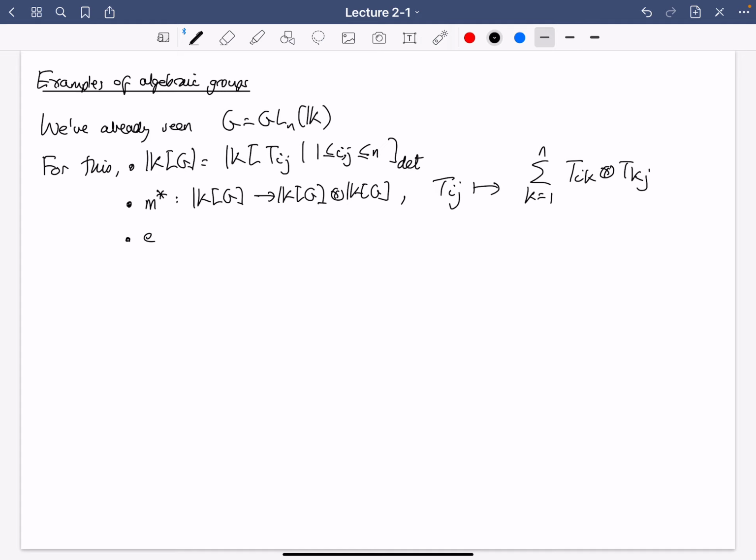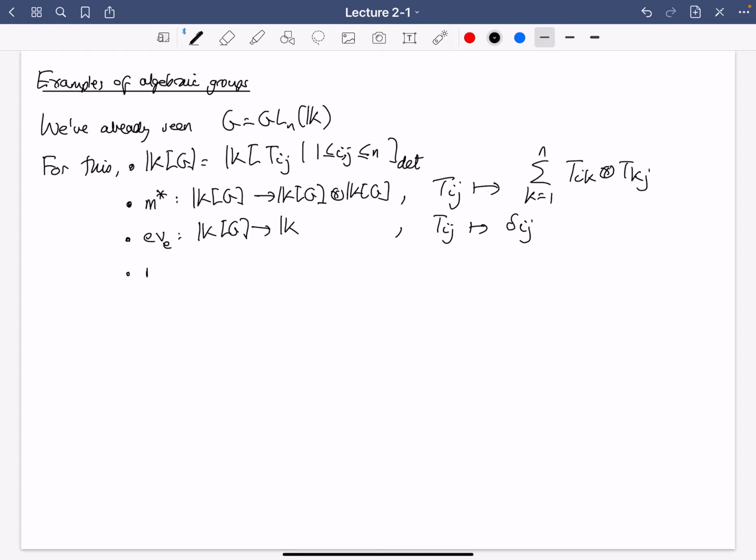The co-unit, that's evaluation at the identity, that just takes tij to the Kronecker delta, because the identity matrix has a 1 on the diagonal and zeros off the diagonal. That's the co-unit of the Hopf algebra structure.